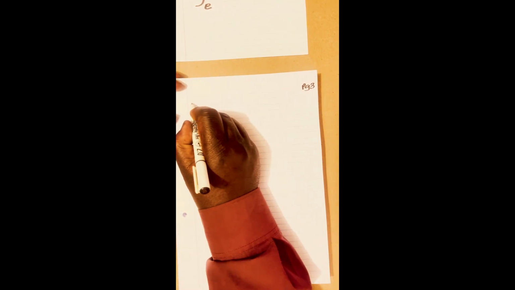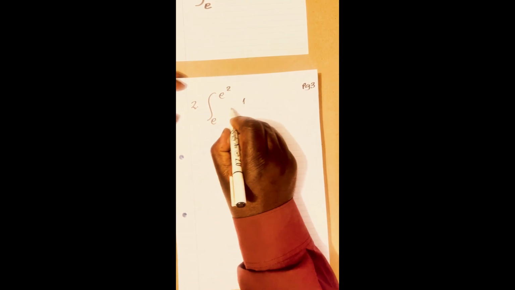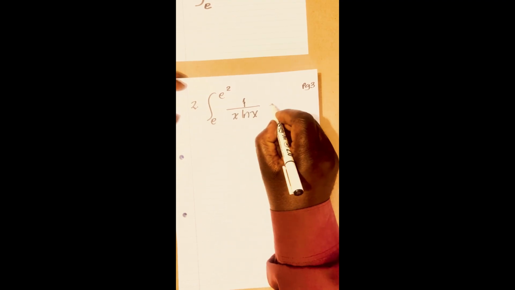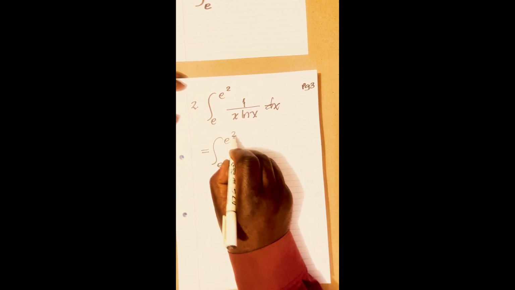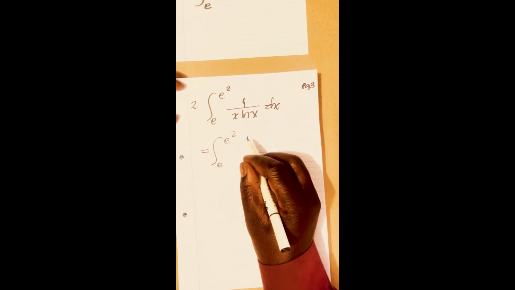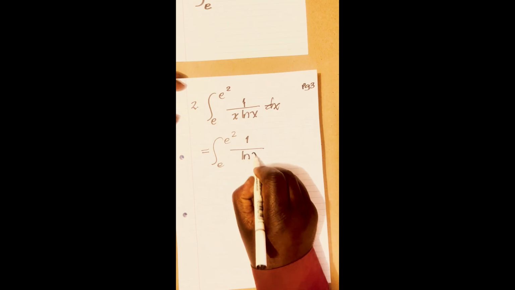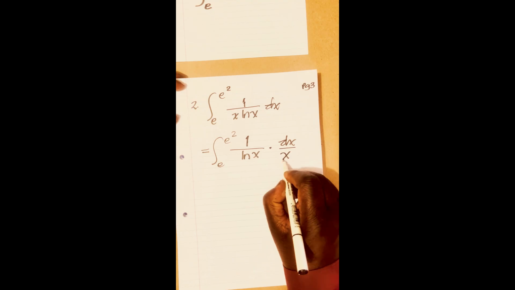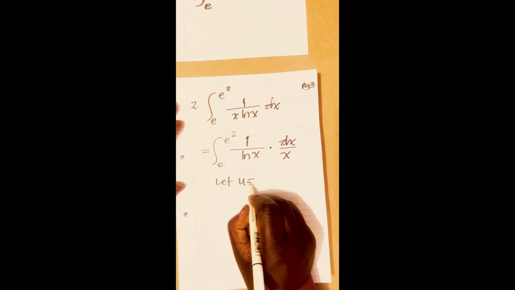Let's capture the integral number 2. It's the integral from e to e squared of 1 over x times natural log of x dx. I'm going to combine x and dx as follows in my next step. From e up to e squared, 1 over natural log of x times dx all over x. At this point, I'm going to let u be equal to natural log of x.